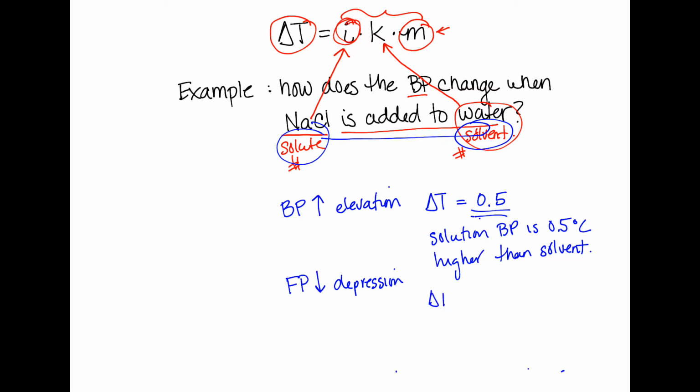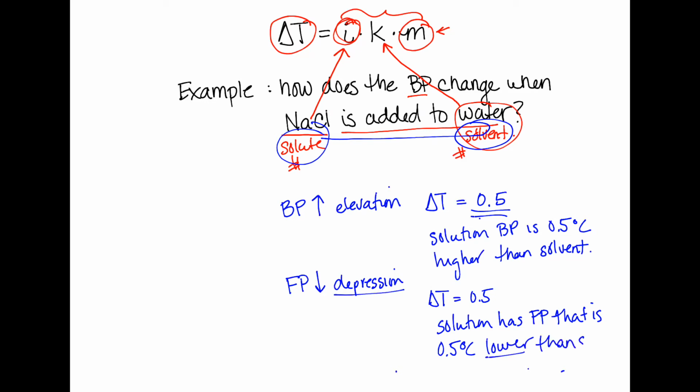And so when you calculate a delta T, say we did a problem and we calculated a delta T of 0.5, it means the solution has a freezing point that is 0.5 degrees lower, because freezing points get depressed, so it's lower than the solvent. So if you were doing a freezing point depression problem and you calculated a delta T of 0.05, you would take the freezing point and you would subtract that 0.05 to find the new freezing point of the solution.